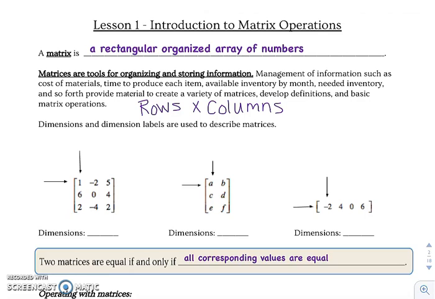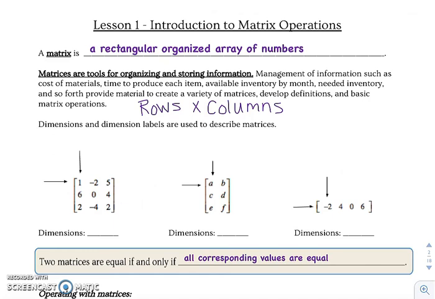So a matrix is a rectangular organized array of numbers. It really just sort of holds data. So matrices are tools for organizing and storing information, management of information such as cost of materials, time to produce each item, available inventory by month, needed inventory. Those types of things can all be stored or written within a matrix. So we can use matrices for all sorts of things.